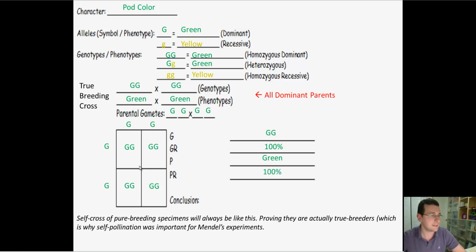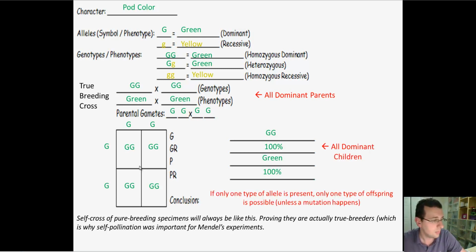Now what that means is that when you have all dominant parents, all dominant children will be the result, which means if you only have one type of allele, only one type of offspring is possible unless a mutation happens. And so this is the conclusion of the true breeding cross, and it's a good, simple example. Now, if you did little g's, everything would be little g's in yellow. It would be the same thing. So I'm not going to spend any time doing that.